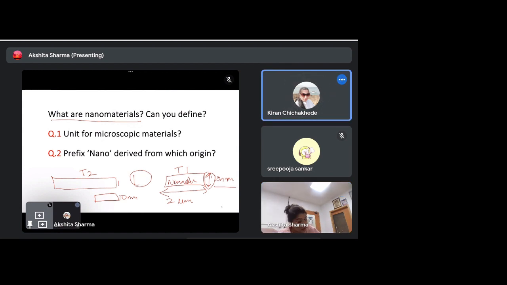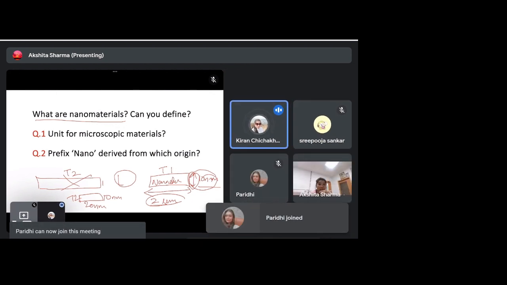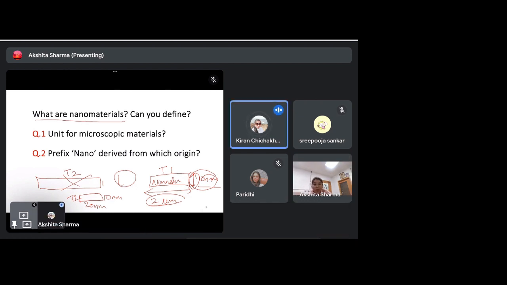Yes. Okay. So tube 1 is 10 nanometer in length and height, and 2 micrometer in length. I have one more nanotube, T2. This is 10 nanometer and this is 20 nanometer. Which of them is a nanomaterial, T1 or T2? I think T2 is a nanomaterial. Kiran, your answer is T2. T2 is a nanomaterial. Okay. What about you, Pooja?